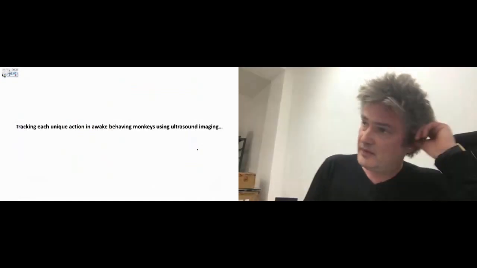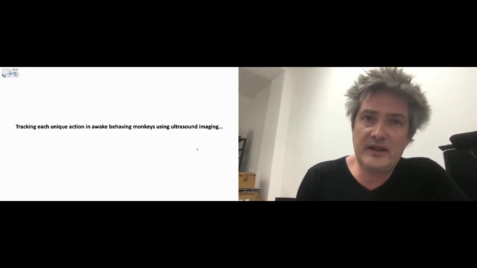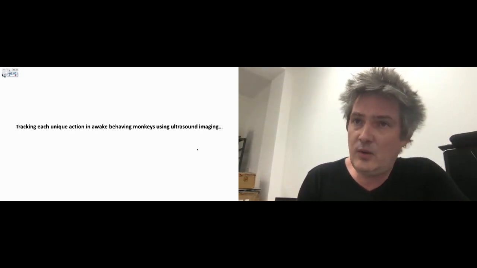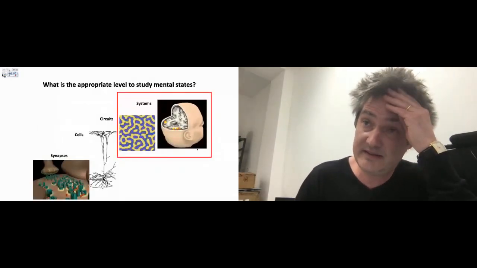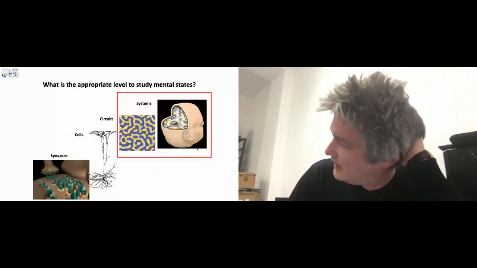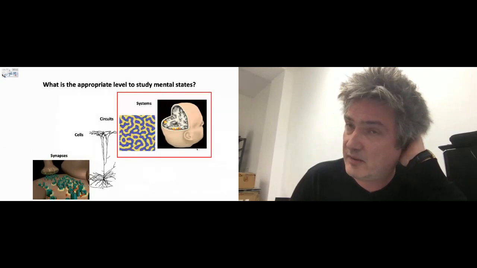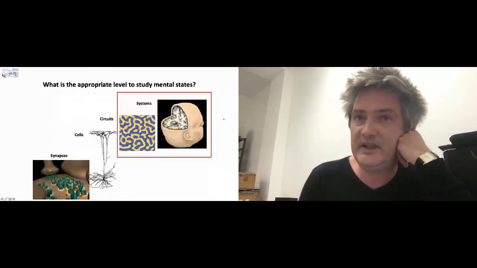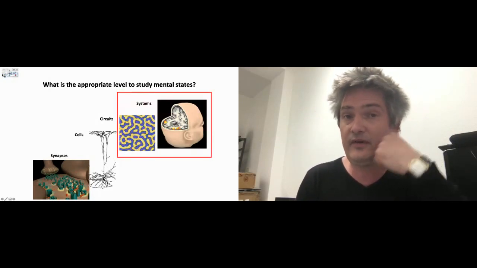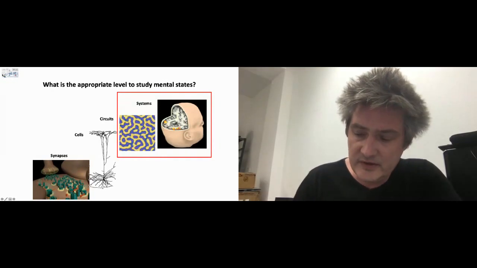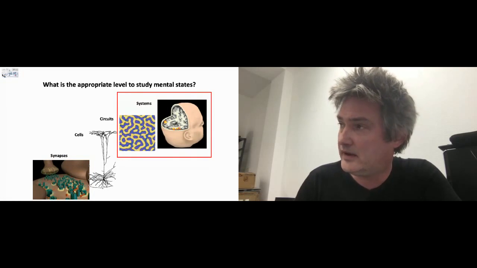So now going back to the title of my talk, I hope I showed you that we can track each unique action in an awake behaving monkey using ultrasound imaging, but we are back to the question about the system. Even if the spatial resolution of ultrasound is much better than fMRI, we are still far from being able to look at what is happening at the cell level, or even further, at the synapse. So in the last couple of slides, what I'd like to show you is what we are doing right now. It's very preliminary.